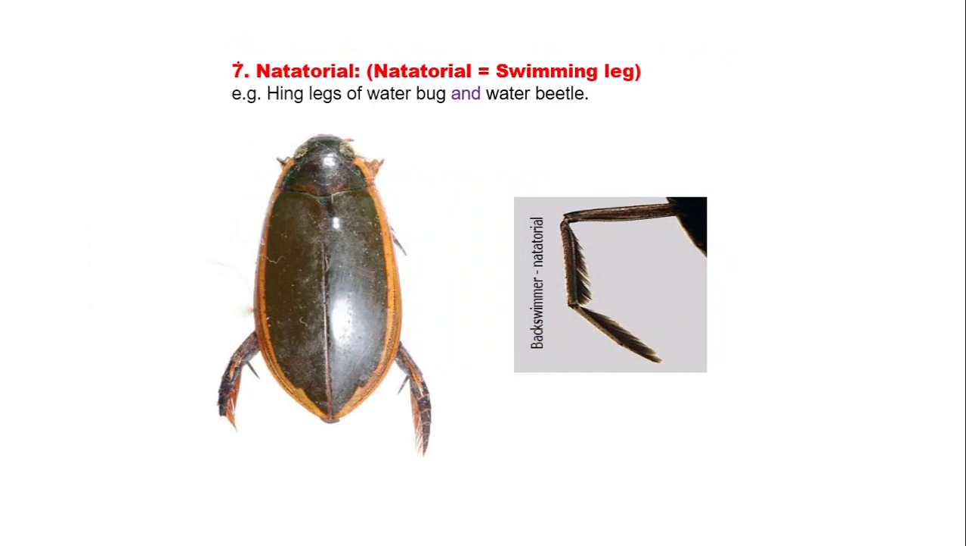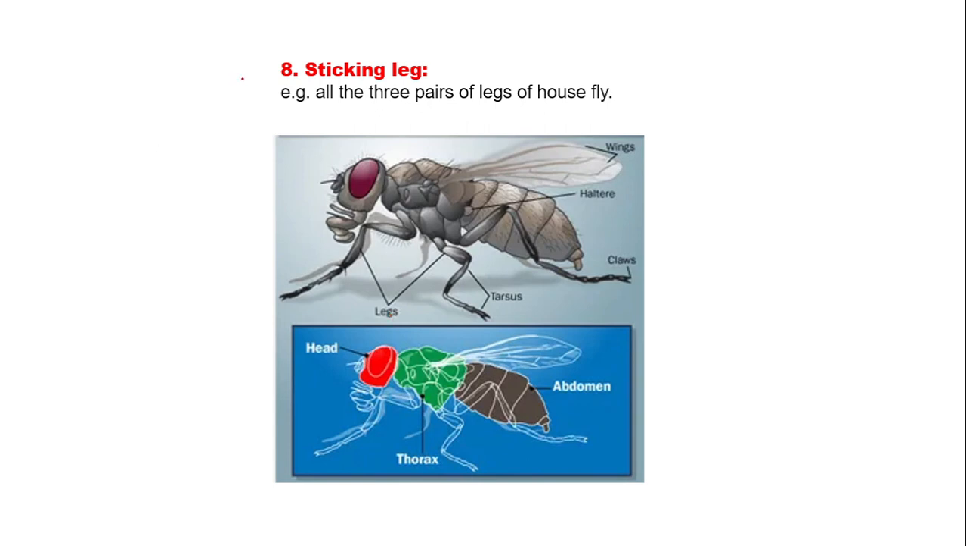Natatorial legs. These are the swimming legs. The hind legs of water bugs and water beetles are natatorial legs. These legs help in swimming of the insects. Sticking legs. All three pairs of legs of the housefly are sticking legs. The sticking legs help in attachment of the housefly to the substratum.